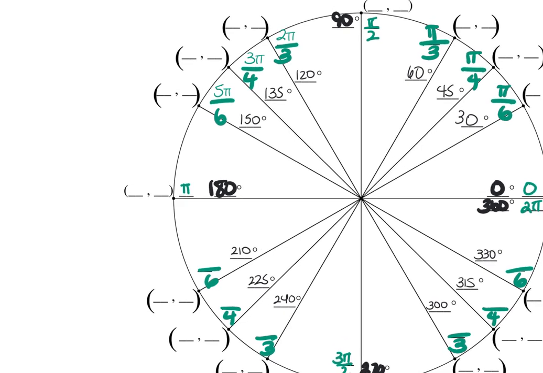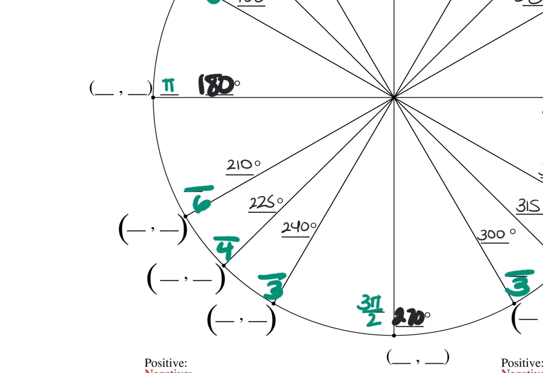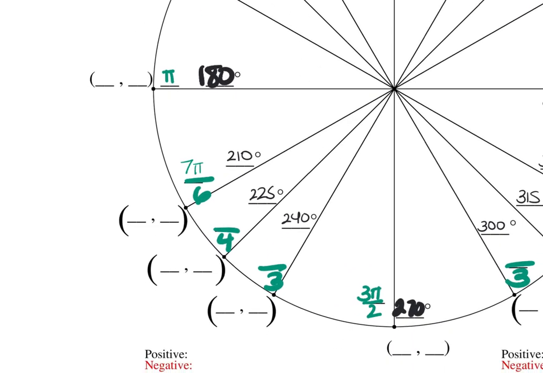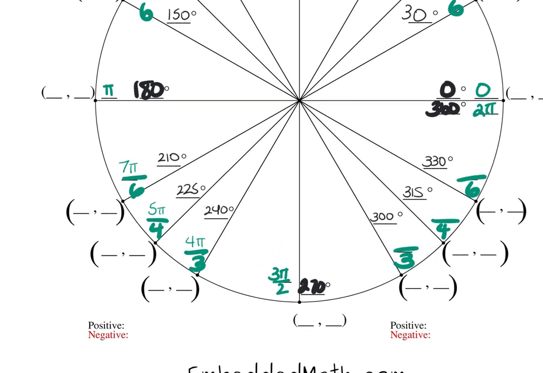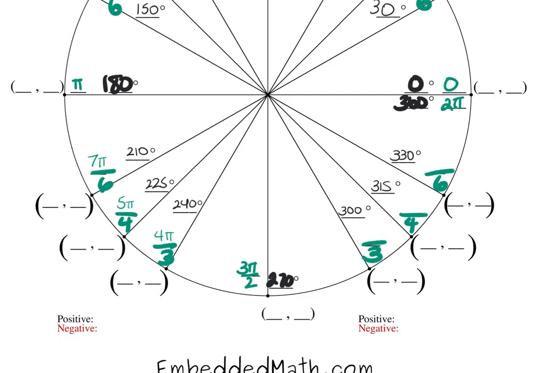In the third quadrant, what's the relationship? 1 more. So 7 pi over 6, 5 pi over 4, 4 pi over 3. And in the fourth quadrant, 2 ways to remember it. One is 1 less than double, right? So if I double the 6, it's 12. 1 less than that is 11. 1 less than double would be 7. 1 less than double would be 5. Or we memorize 5, 7, 11.